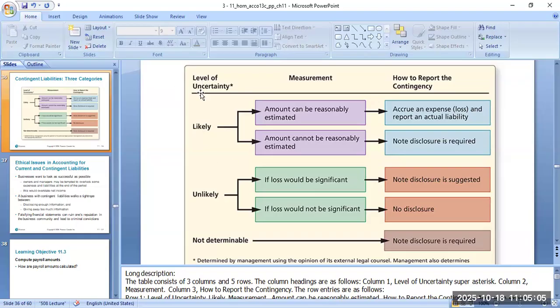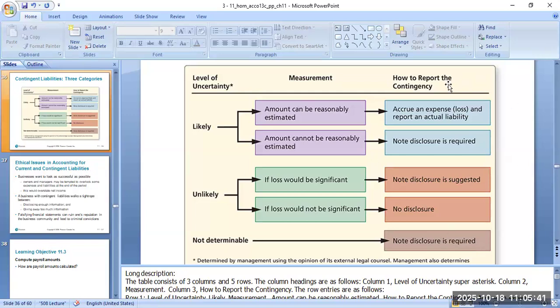Now, the next level is uncertain. It can be measured, but it's definitely unlikely. In that case, we have to make only a disclosure. But if it's unlikely and we cannot measure it, we don't have to do anything. If it cannot be determined, nothing. Oh no, actually no disclosure is required.